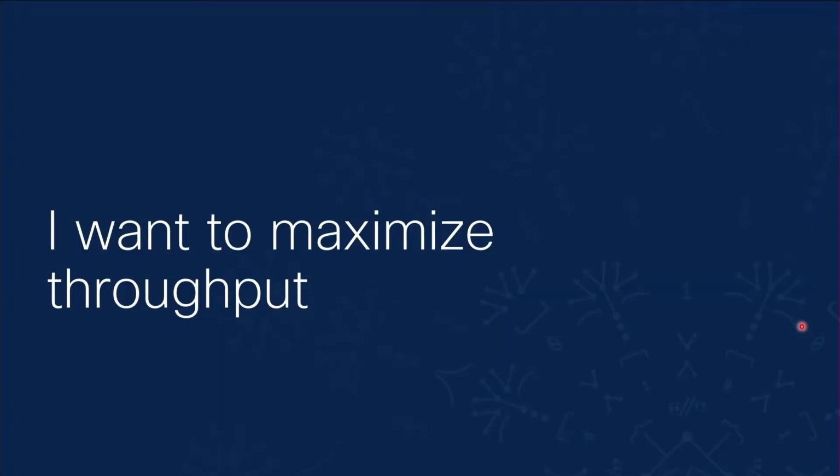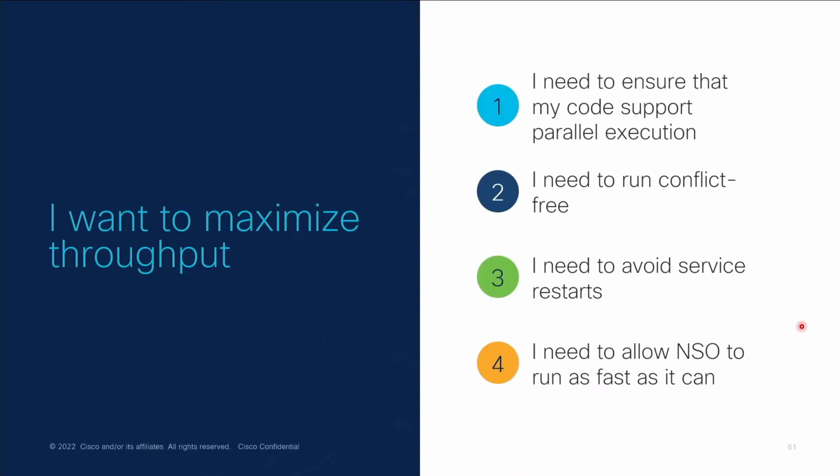So, given these changes, I guess you want to get the most out of them. There are a few things to consider to actually make use of these things. As I mentioned before, you actually need to do things in parallel to start with, because otherwise you won't gain anything. Secondly, we are going to go through a few points you need to think about. First off is to ensure that your code supports parallel execution. Secondly, we need to try to reduce the amounts of conflicts in our system and in your services. Thirdly, we need to try to avoid service restarts because it takes time. And last, we're going to talk about how to make NSO able to run as fast as it can, so we are actually working with it and not against it.